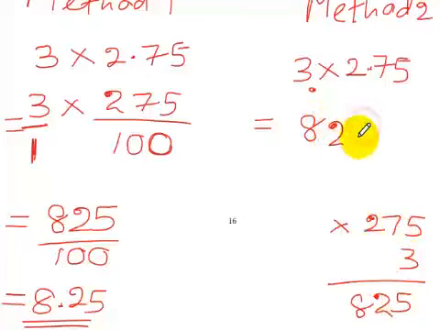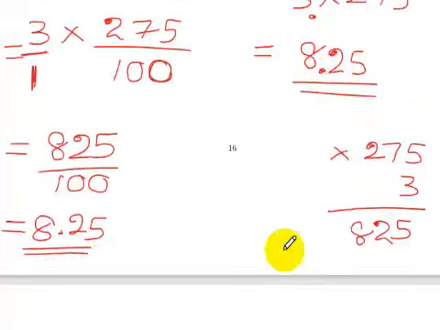Now you go to the original problem, that is 3 into 2.75. You have to count the number of decimals in the original question. Here, I can find only two decimals, 1, 2. So in the answer also, you should put two decimals. The answer is 8.25. Okay, I think you understood.